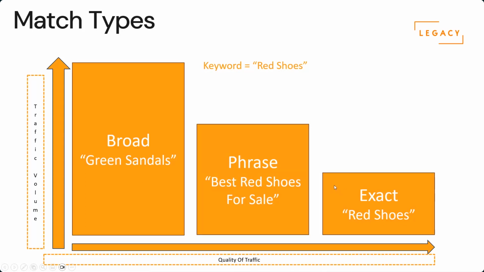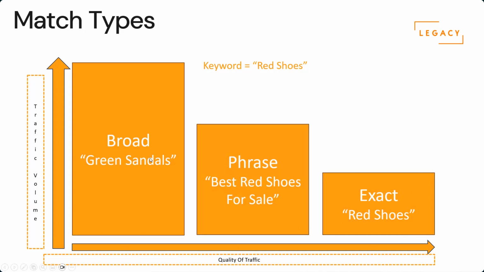So as a best practice, you should be trying to drive as much exact match traffic as possible, and then having a waterfall technique where you're pushing spend back to the other keywords, and in essence using broad and phrase as a way of looking for other keywords within the market that you can add to your exact match lists.